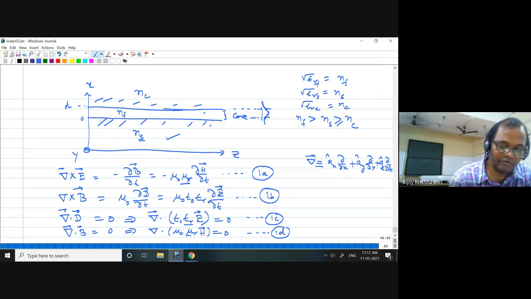The core region can be different, and the cladding or cover region will also be different. Because a waveguide does not mean only core or only cladding. It is actually a composite system: lower cladding, core, and then upper cladding. The composite system as a whole, you cannot think of as a homogeneous medium. So that is the reason it is better to keep epsilon r, mu r inside.